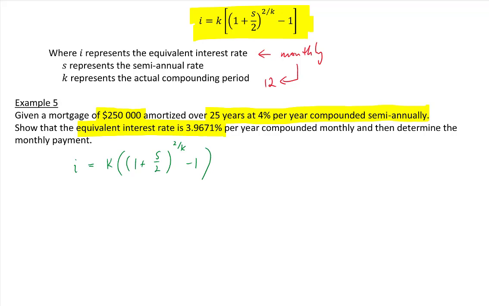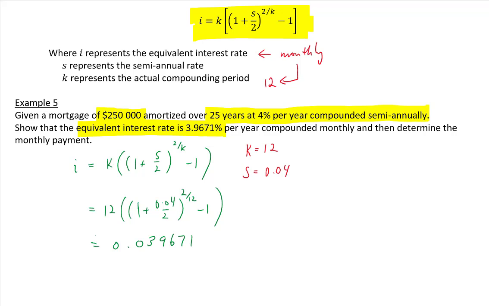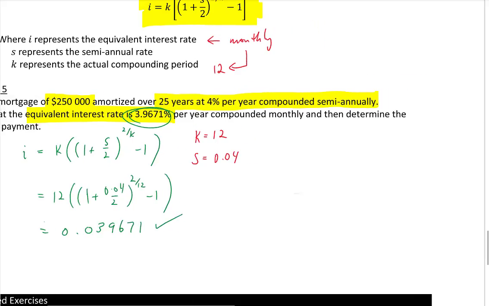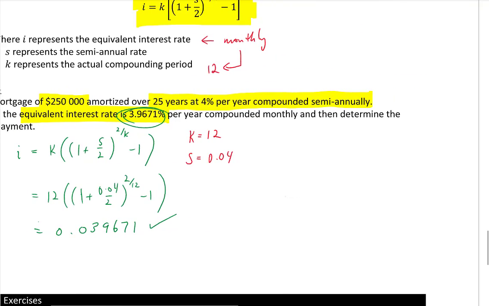So for this one, we know that our k, since we want monthly, is 12, and our semi-annual rate is given above to be 0.04. So let's sub those into our formula. And notice when we do that, we get approximately 0.0396706. So that's rounded up to 1. So now we see that this equals this. So we've done part A. We've now got our equivalent interest rate. Part B is to find the monthly payment.